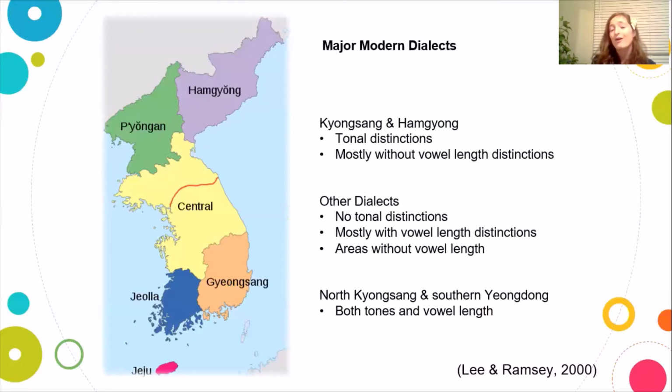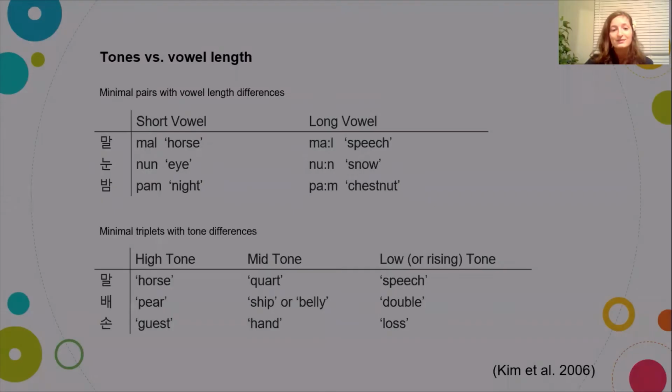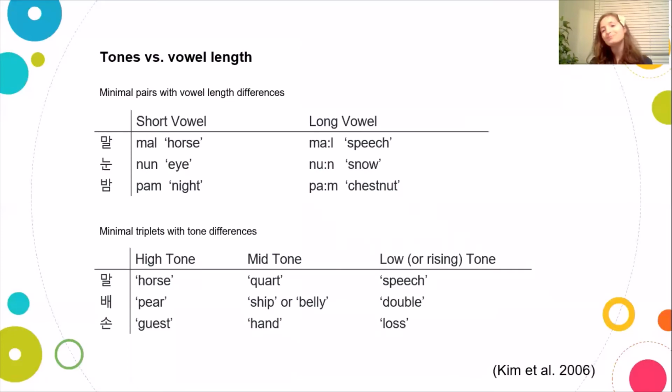And then there are a few very unique regions that utilize both, and we're going to talk about that more in just a moment. Tones and vowel length are complementary within Korean, meaning that they share similar functions and don't, in most cases, coexist within a dialect.